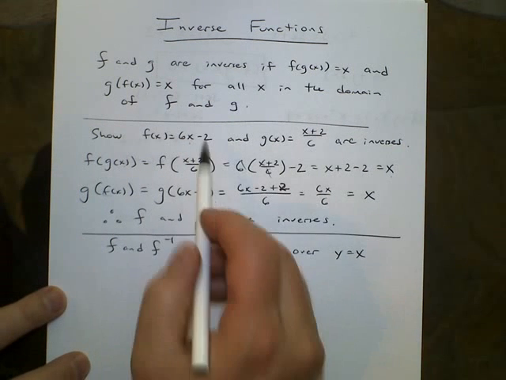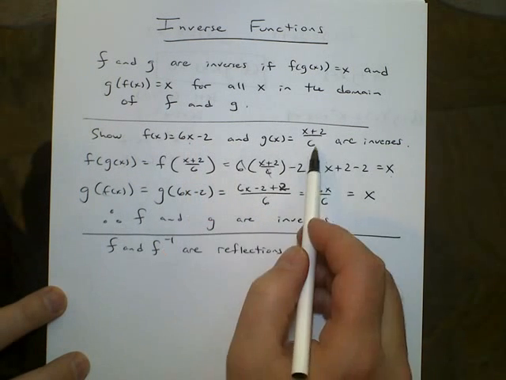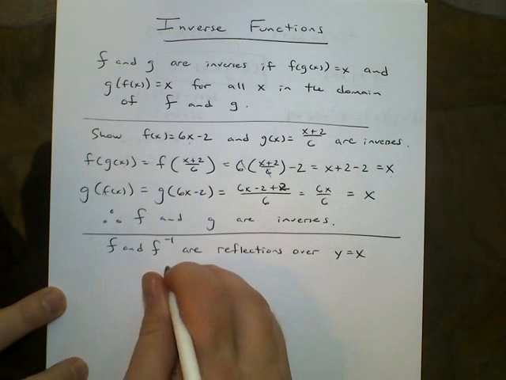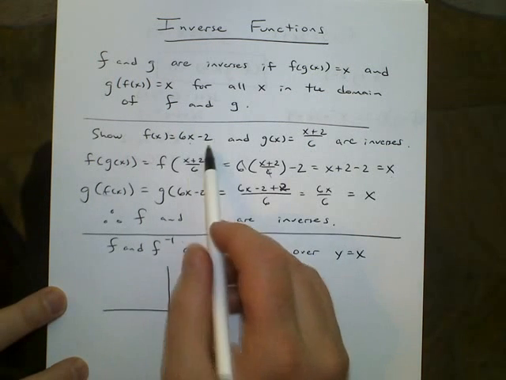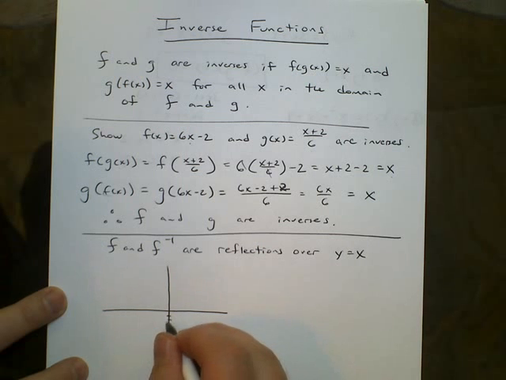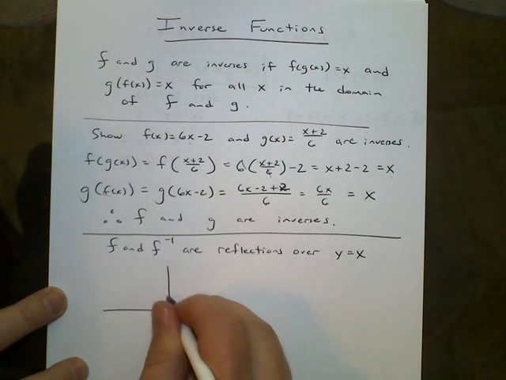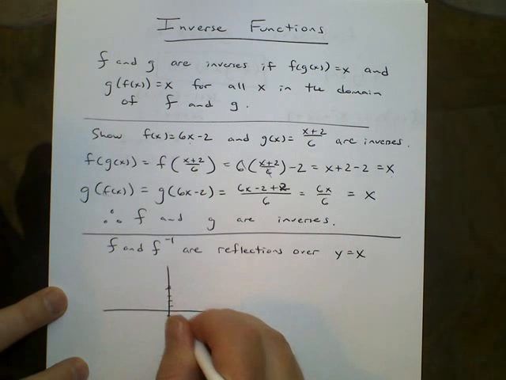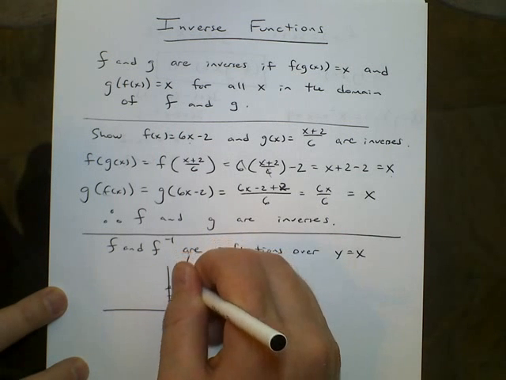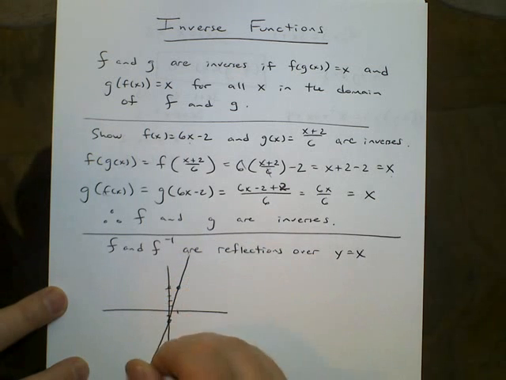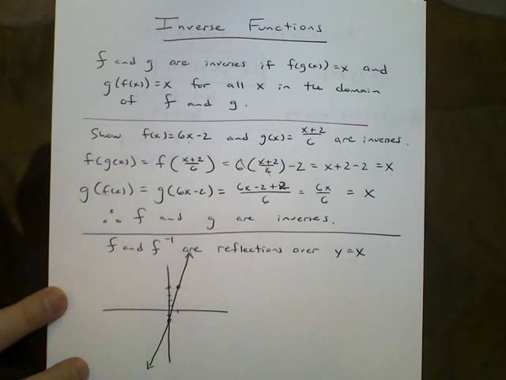So looking at these two functions, we know that f and g are inverses. If we were to graph 6x minus 2, it goes down 2, that's the y-intercept. We go up 6 and over 1, so there's the second point. It's going to have a fairly steep slope. There is the graph of f.